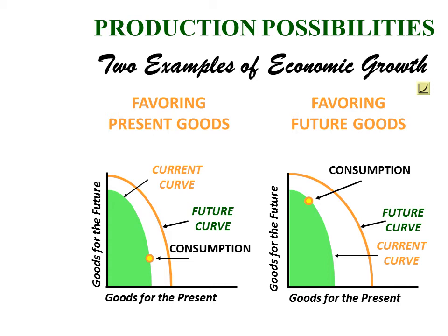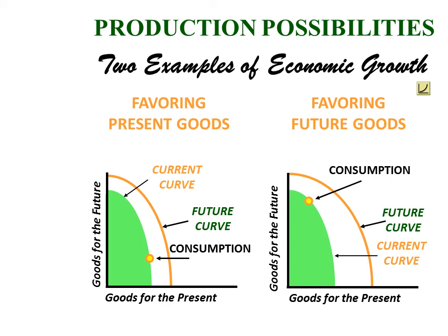So notice that they both start off with similar production possibility frontiers. So we could assume that they're blessed with about the same amount of economic resources. However, country A or economy A, they decide to allocate more of their resources today on their current production possibility frontier, right, towards more goods for the present, towards more consumer goods. Will they achieve economic growth going forward? Yes, they will, but let's compare their economic growth to country B or economy B on the right-hand side.